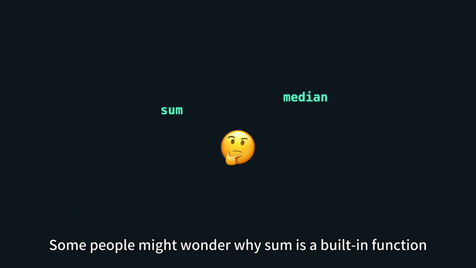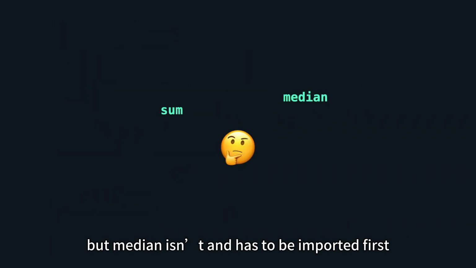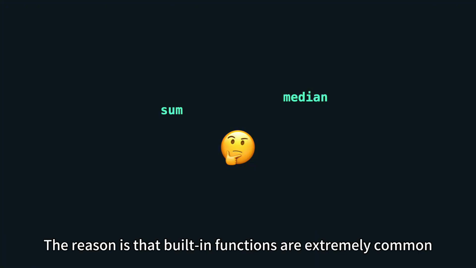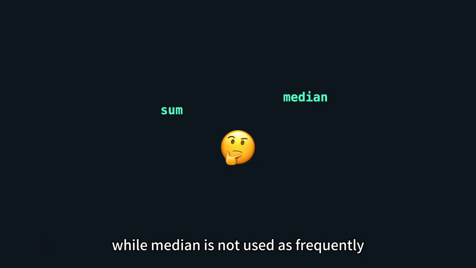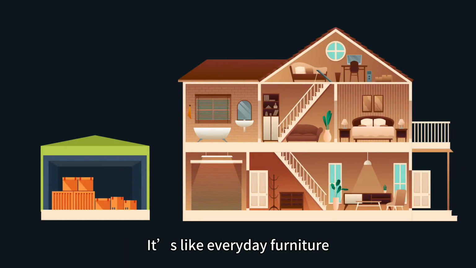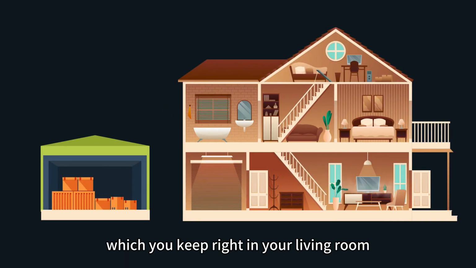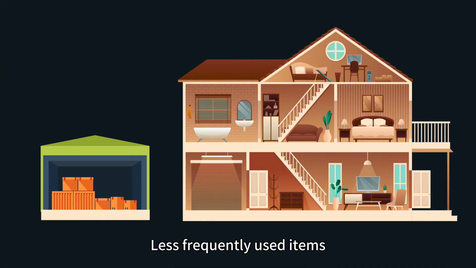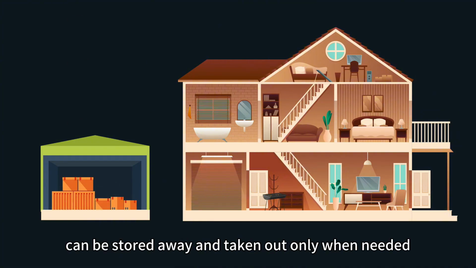Some people might wonder why sum is a built-in function, but median isn't and has to be imported first. The reason is that built-in functions are extremely common, while median is not used as frequently. It's like everyday furniture, such as a television, which you keep right in your living room. Less frequently used items like a barbecue grill can be stored away and taken out only when needed.